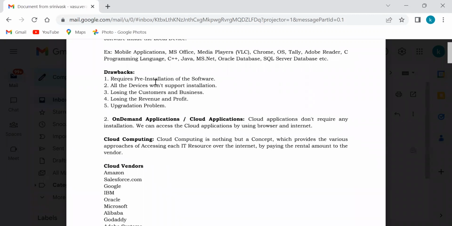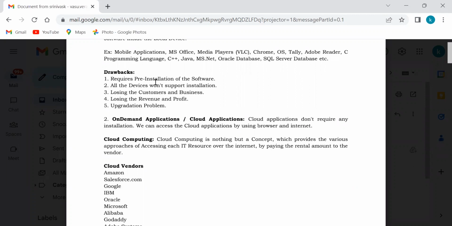Maybe very big companies or large MNCs can invest. What about small or mid-size organizations? Because we need to pay millions or crores of rupees to get the license of the software from Microsoft. So we need to pay millions or crores of rupees for getting the licenses, which not all organizations may be able to afford. That is the problem of on-premise applications.